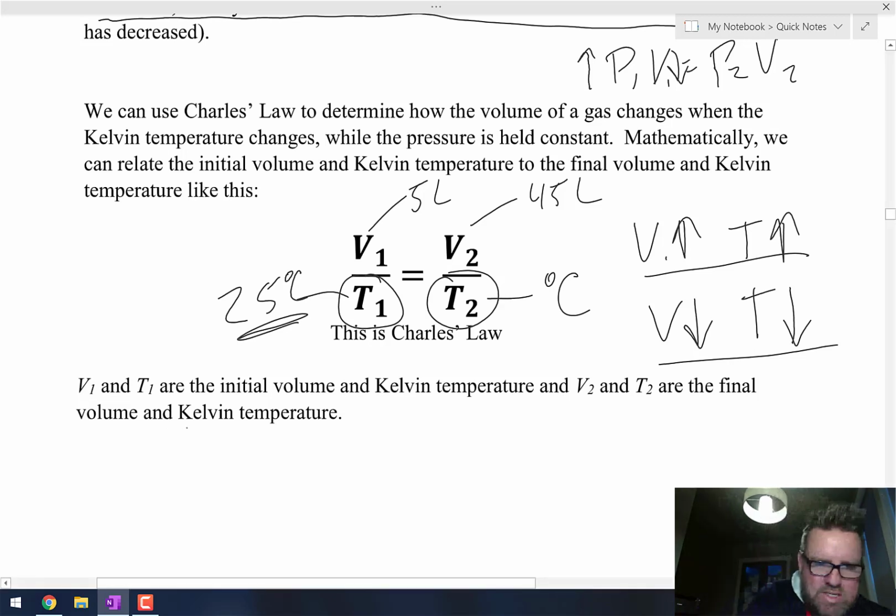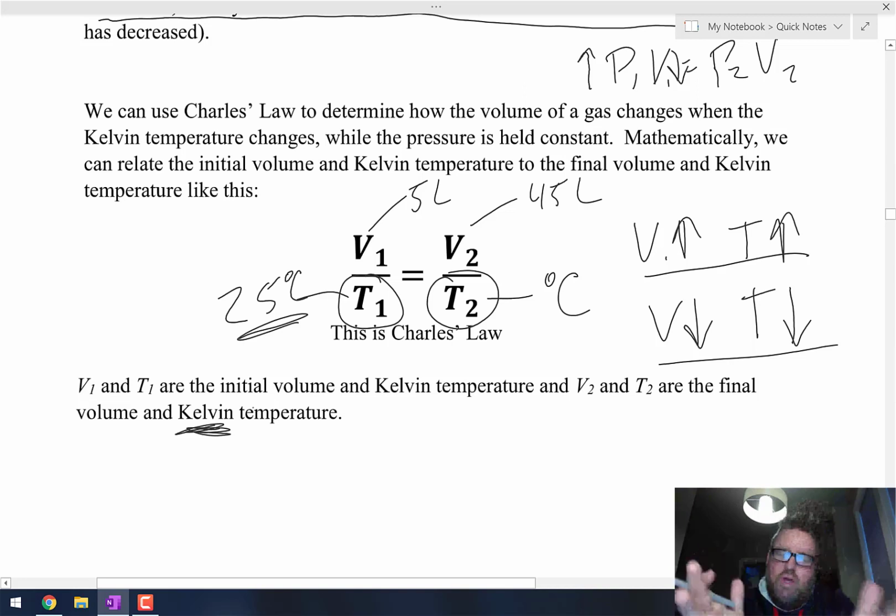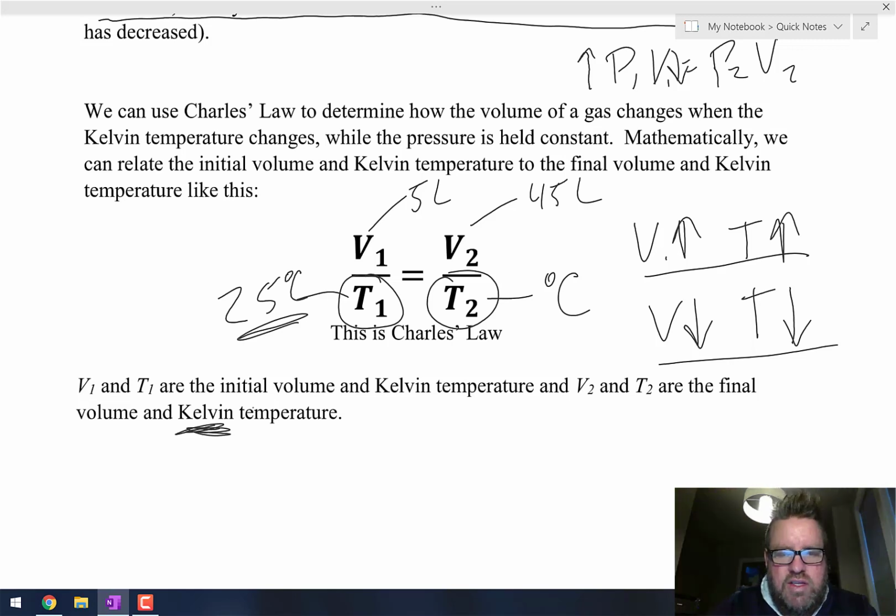It must be the Kelvin temperature, because the temperature in Kelvin, remember, is the real temperature. It's a measure of the energy, where Celsius is just a more convenient scale that, again, most of the world uses other than the United States.